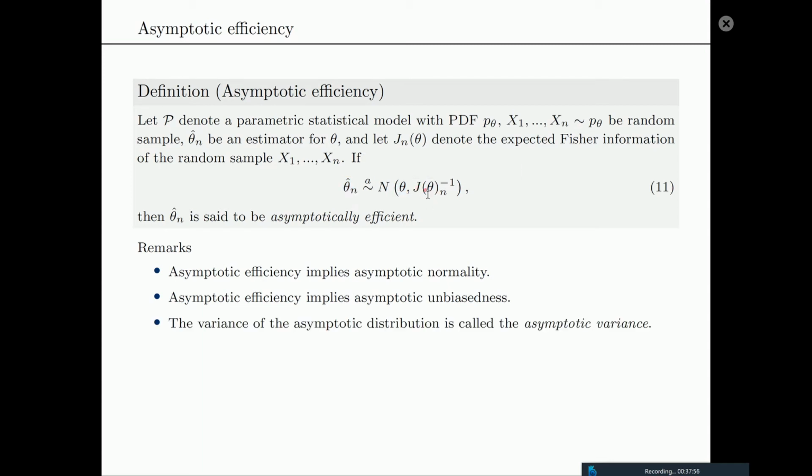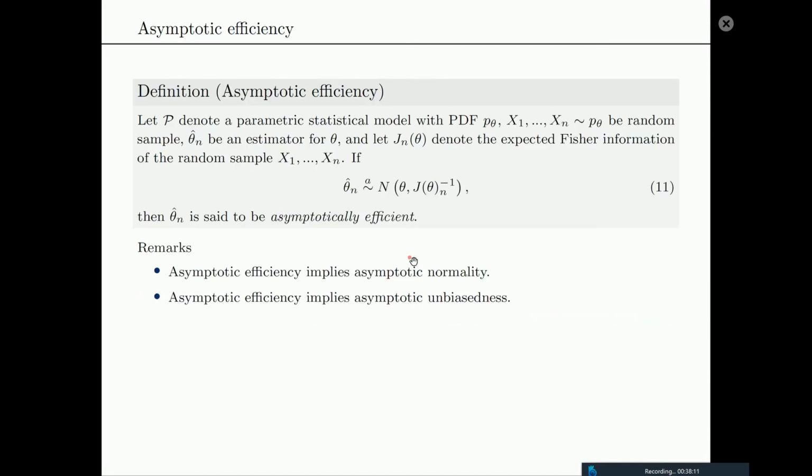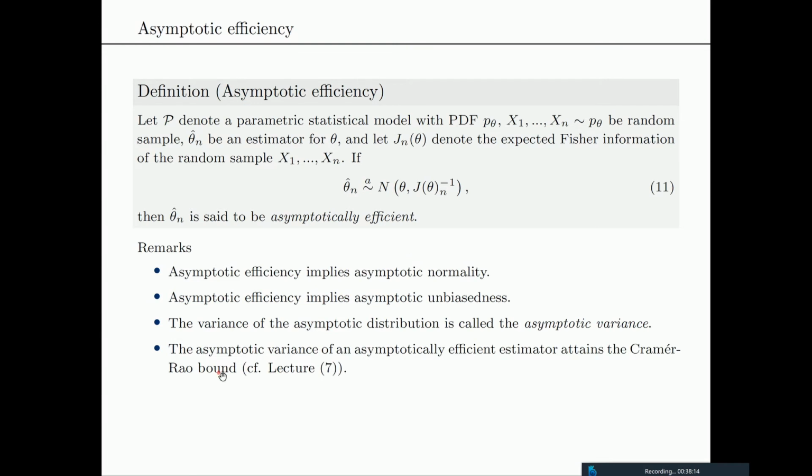The variance parameter here is called the asymptotic variance. This is actually what we could have also already established here. So this is the asymptotic variance. For some reason I thought I would introduce it here, mainly to have a name for it. The asymptotic variance of an asymptotically efficient estimator, of course, attains the Cramér-Rao bound, because the Cramér-Rao bound was the reciprocal of the expected Fisher information of the sample, as we've seen.